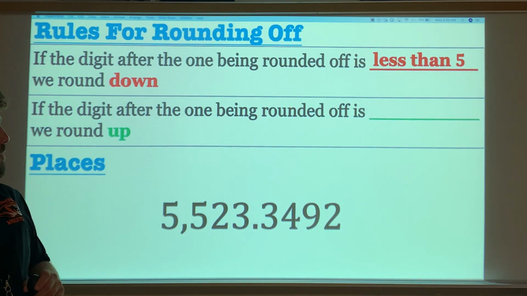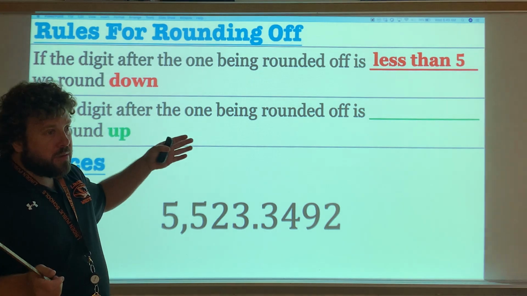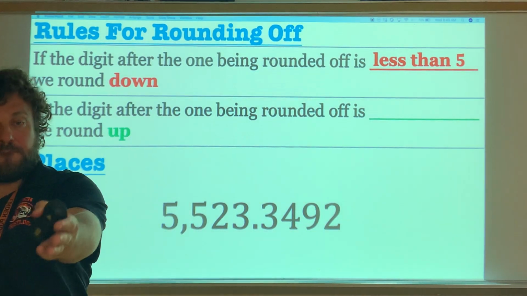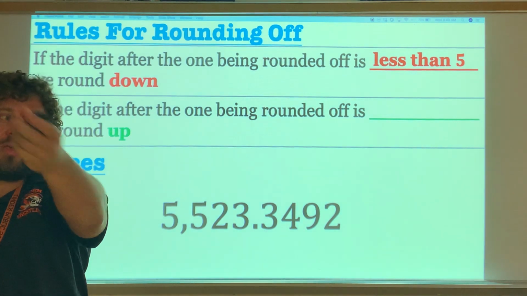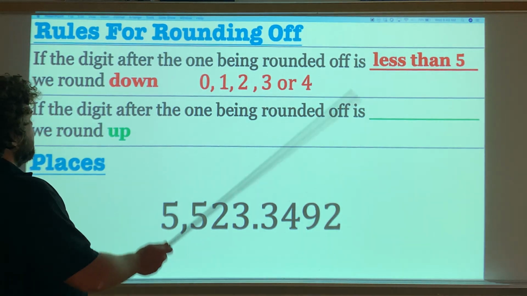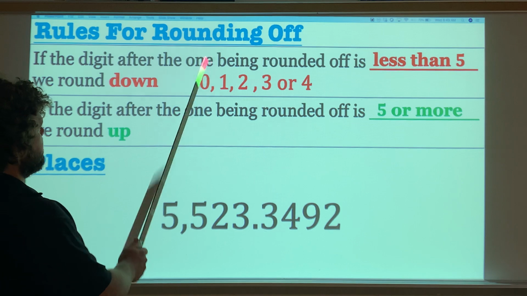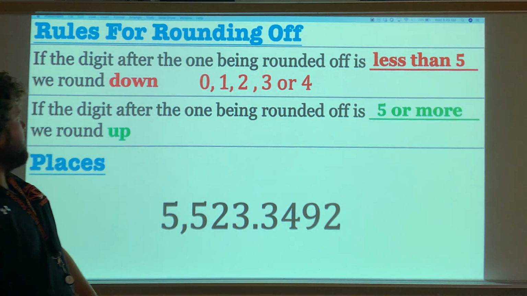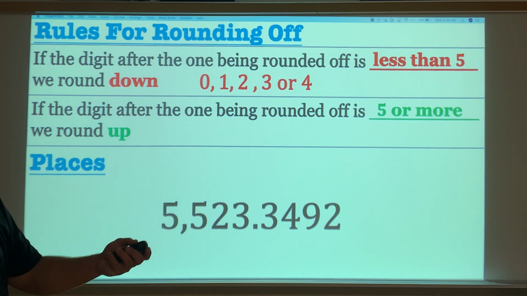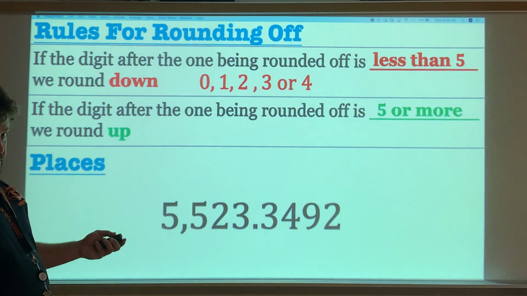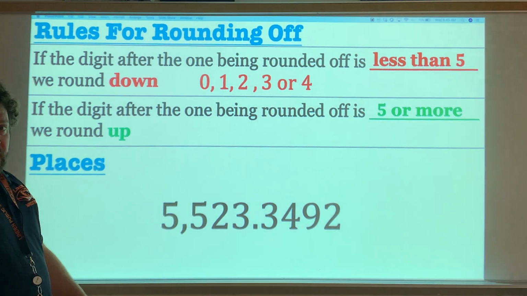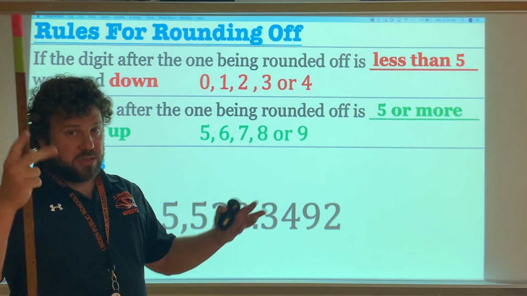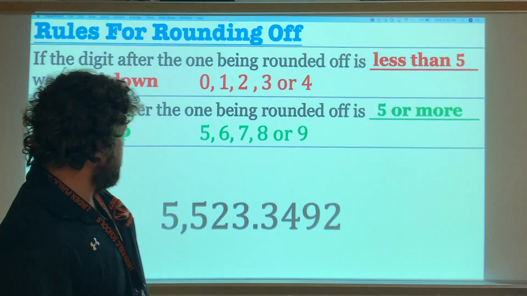If the digit after the one you're rounding off is greater than 5 and also equal to 5, we round up. So an example for rounding down is 0, 1, 2, 3, or 4. And this is 5 or more. Okay, 5 or more, round up. Less than 5, round down. So 5 or more would be 5, 6, 7, 8, 9. Not 10 because 10 is a 2-digit number. You're just really rounding 1-digit numbers.